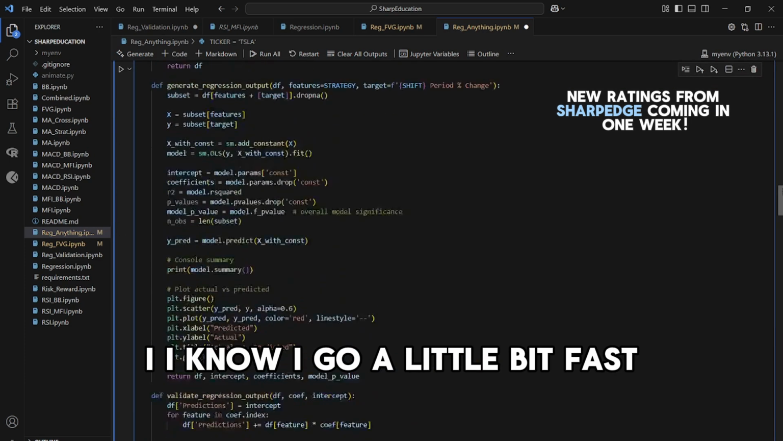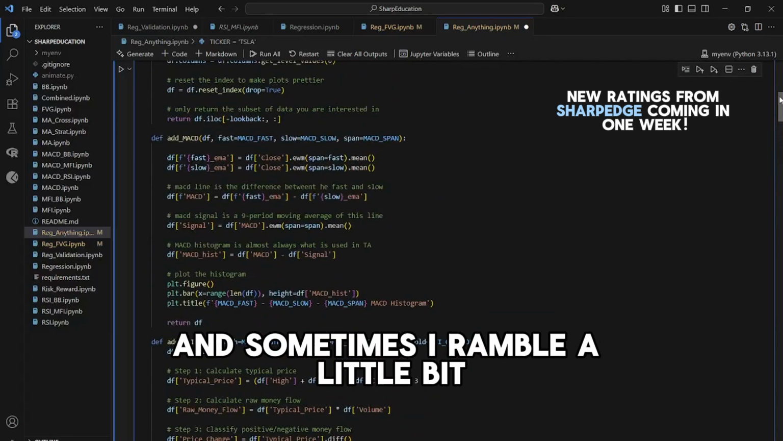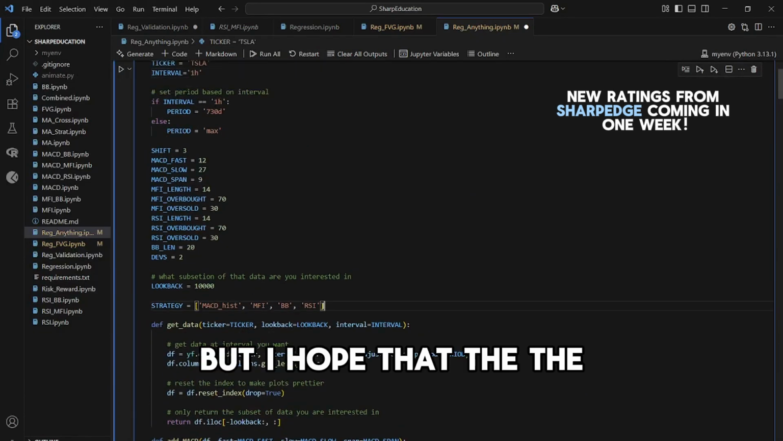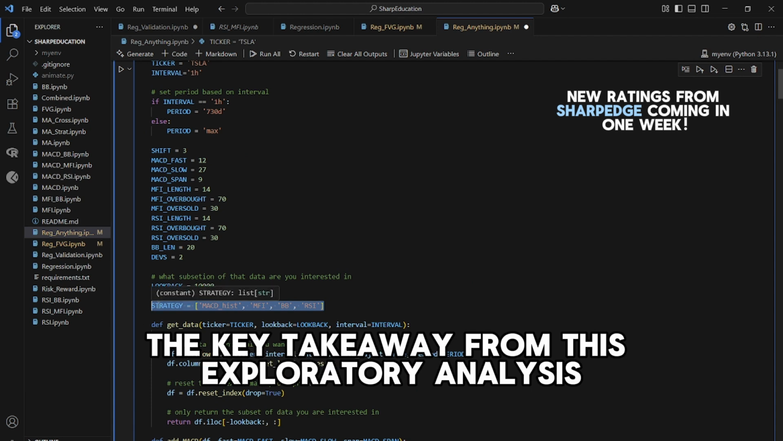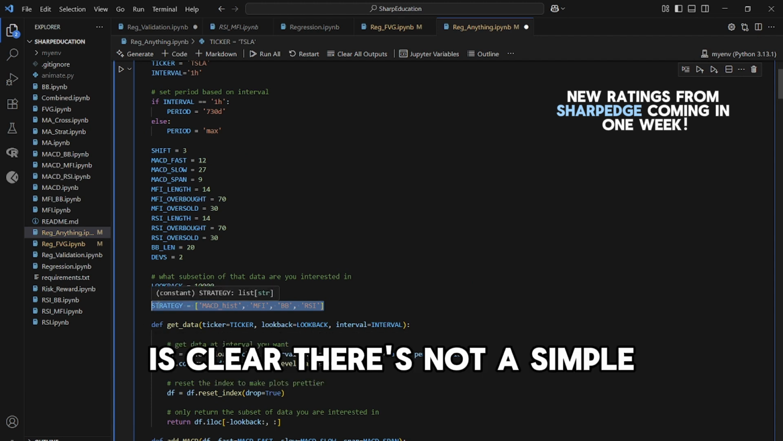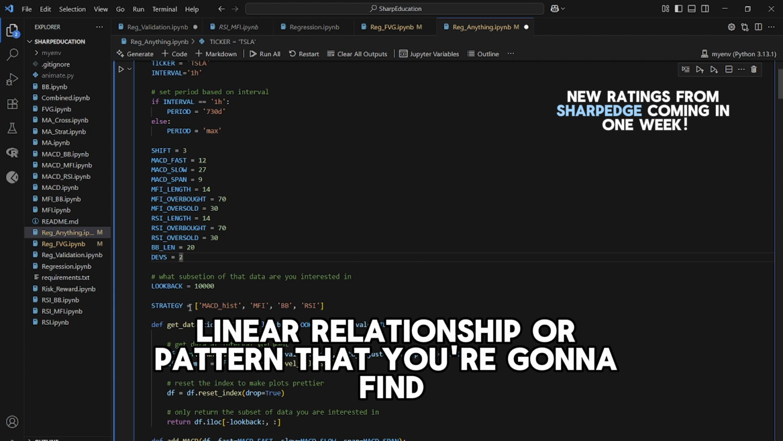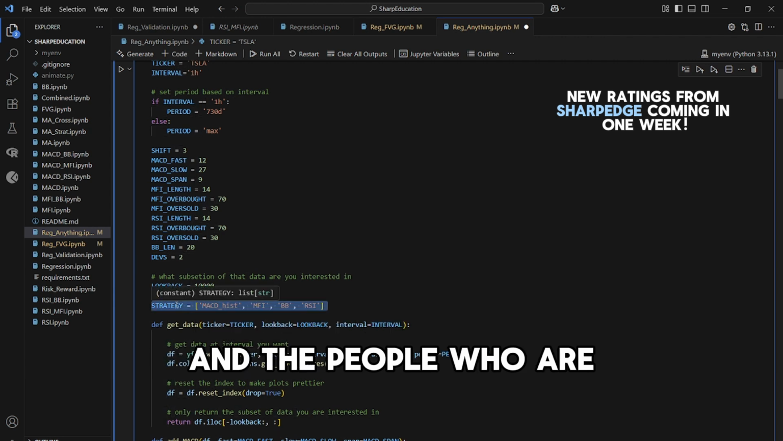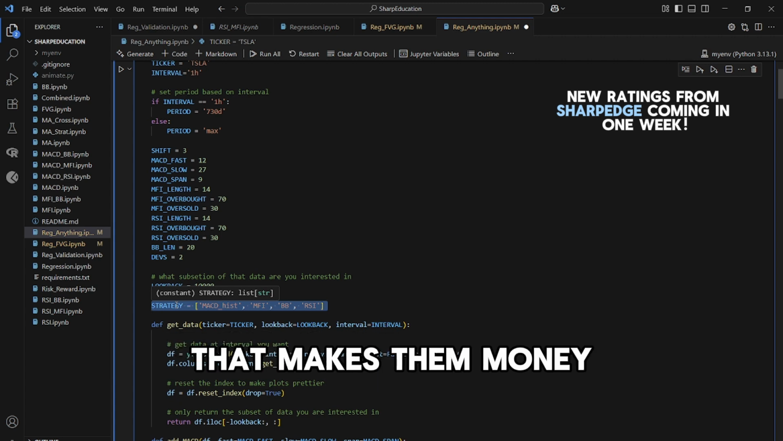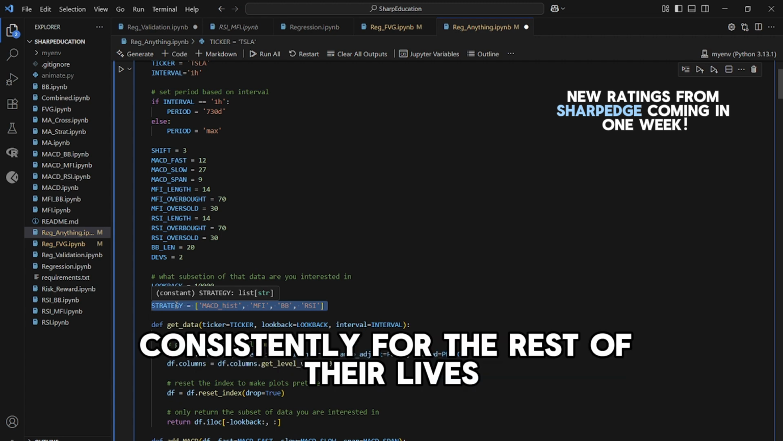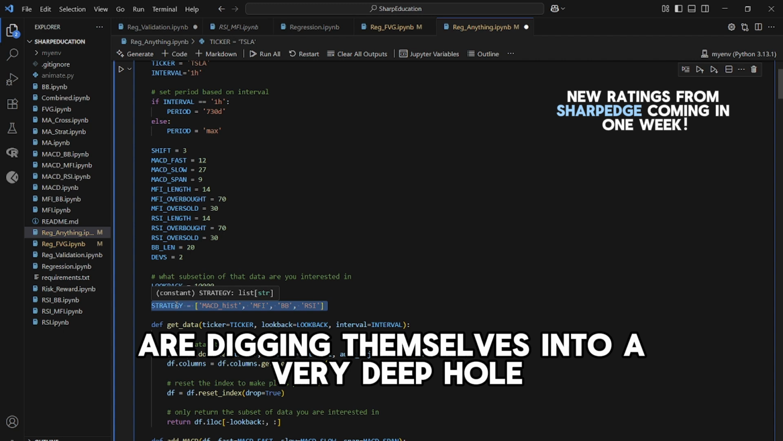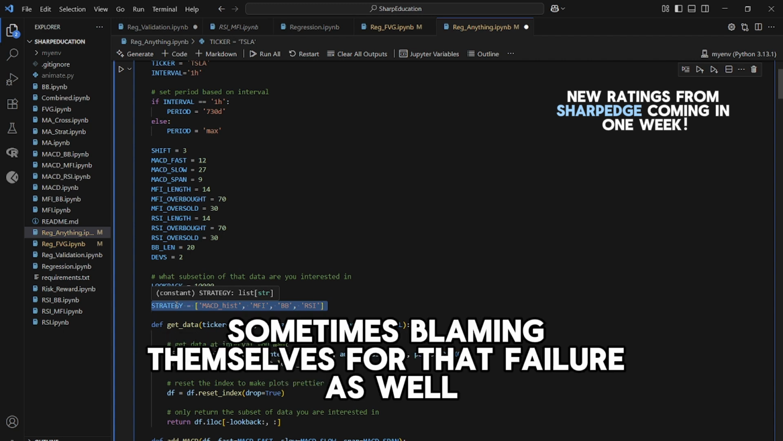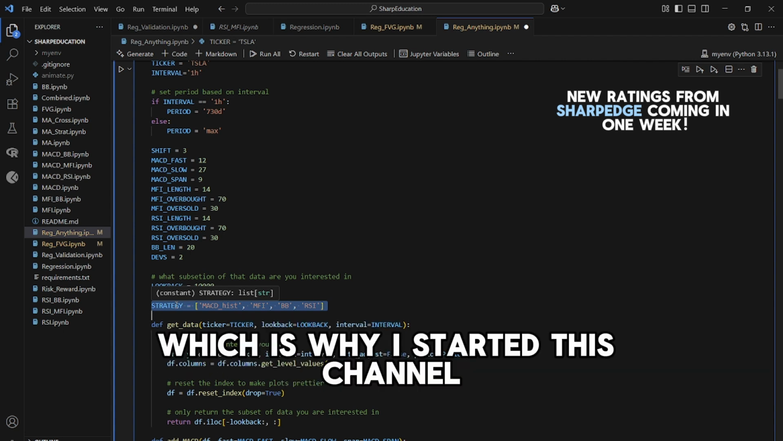I know I go a little bit fast and sometimes I ramble a little bit, but I hope that the key takeaway from this exploratory analysis is clear. There's not a simple linear relationship or pattern that you're going to find. And the people who are trying to find that simple pattern that makes them money consistently for the rest of their lives are digging themselves into a very deep hole and then sometimes blaming themselves for that failure as well, which is why I started this channel.